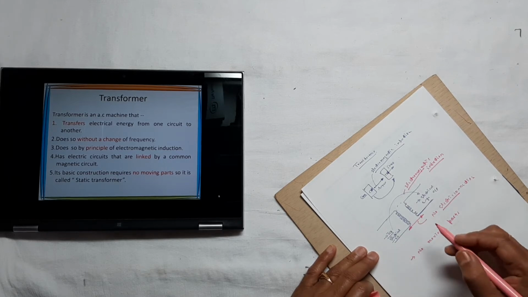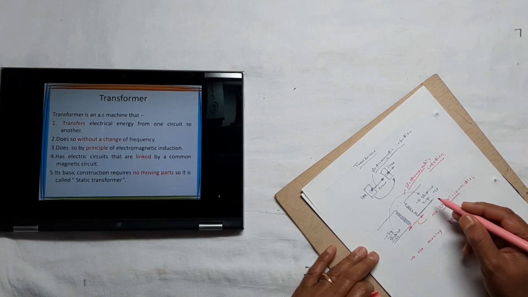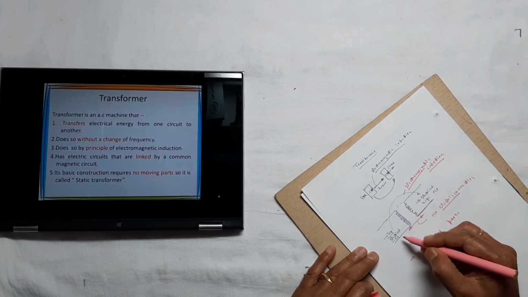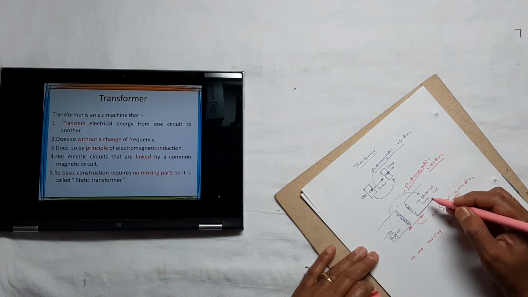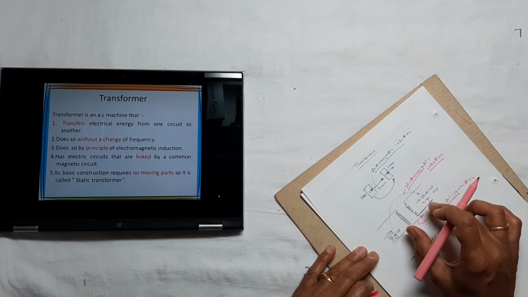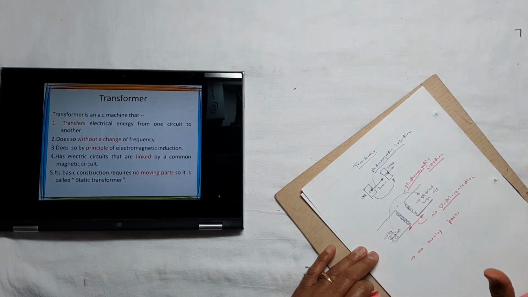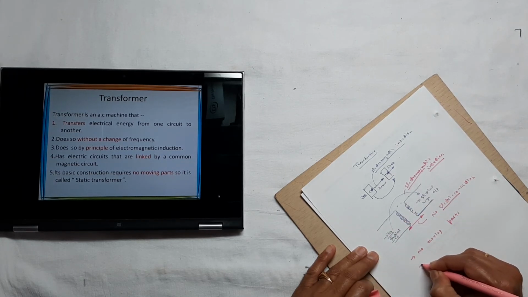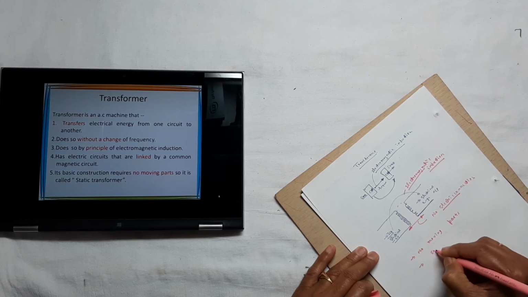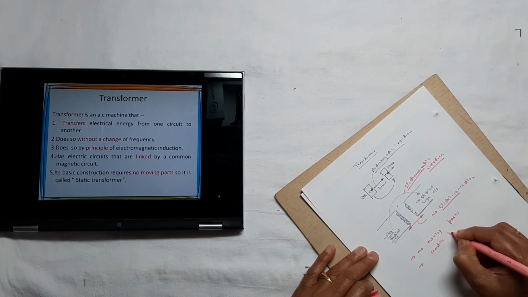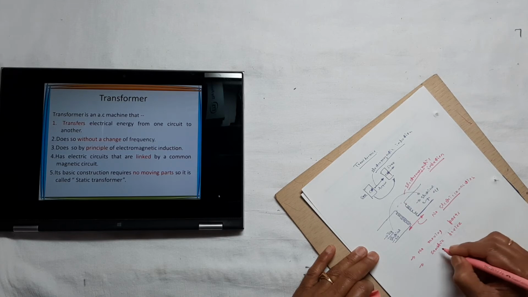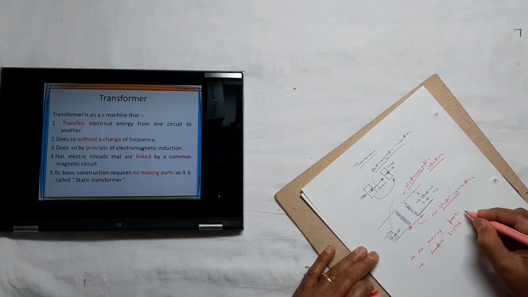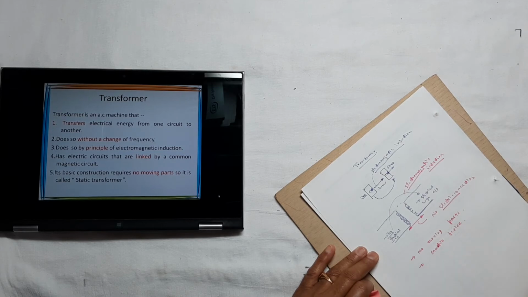However, in the case of the transformer, the first circuit and the second circuit, where you are inputting, that circuit is called the primary circuit, and where you are getting the transferred energy that you are utilizing, that is called the secondary. These two windings are stationary. As such, there is no movement. Therefore, this device is called a static device. Means as such there are no moving parts in this.